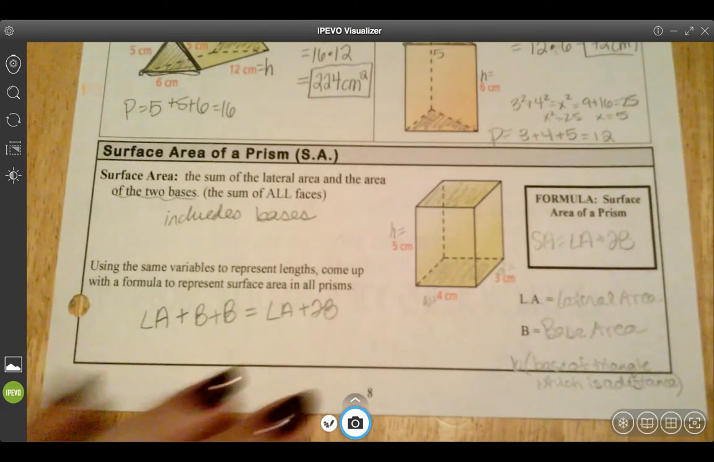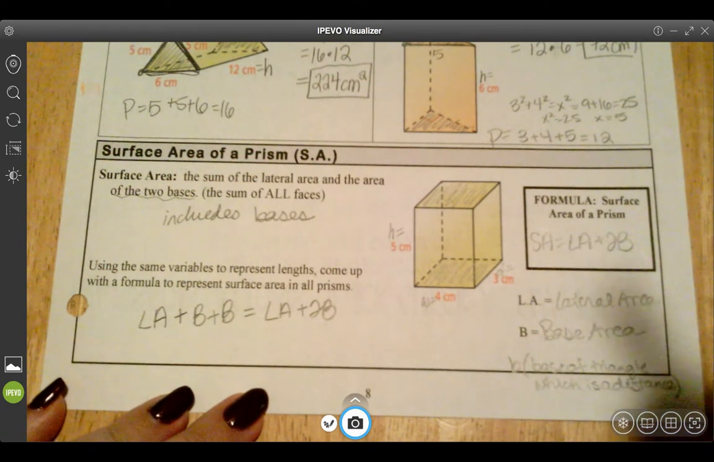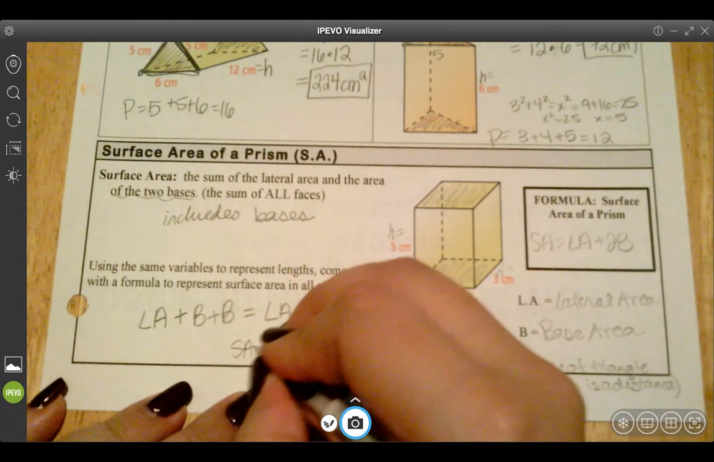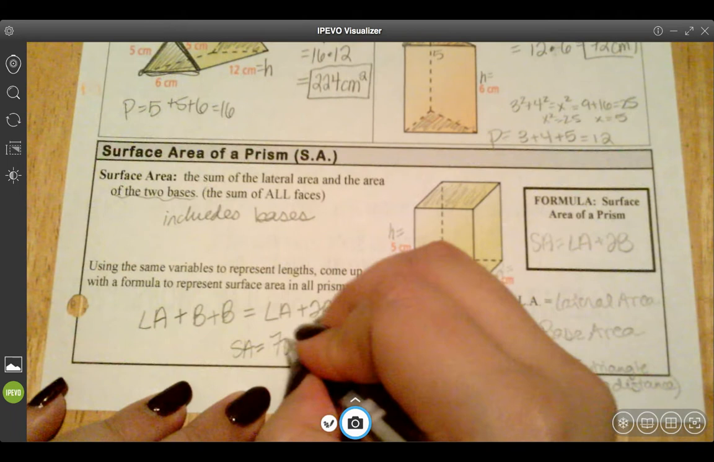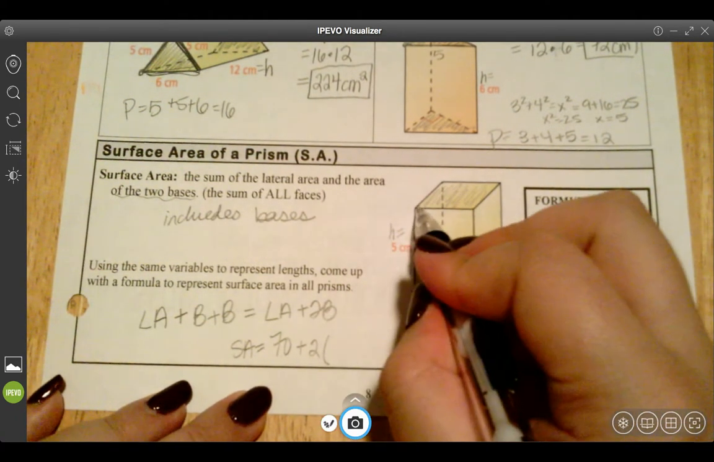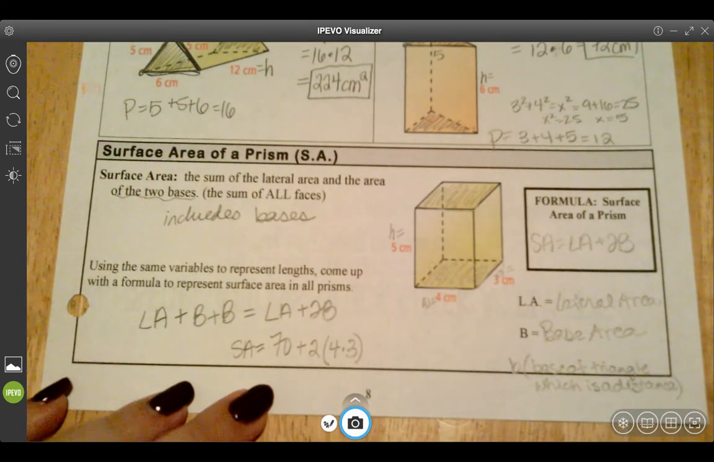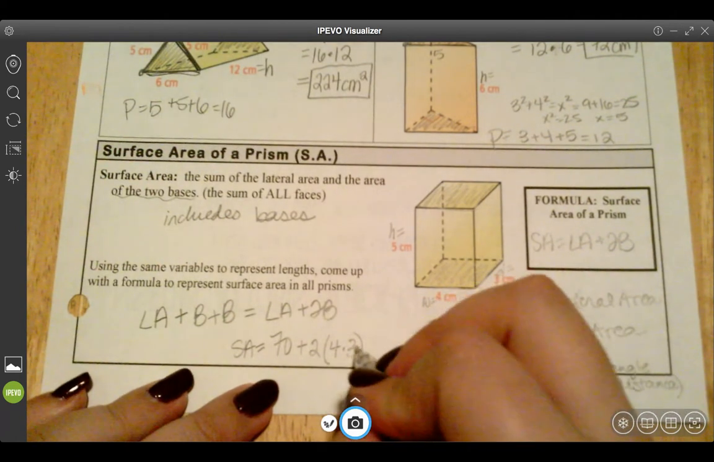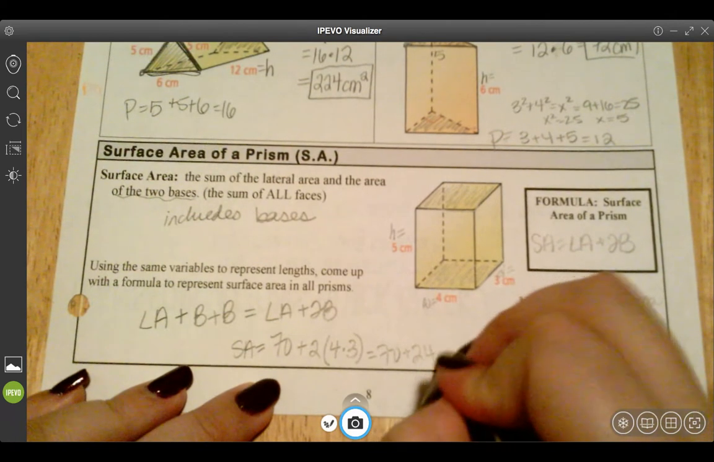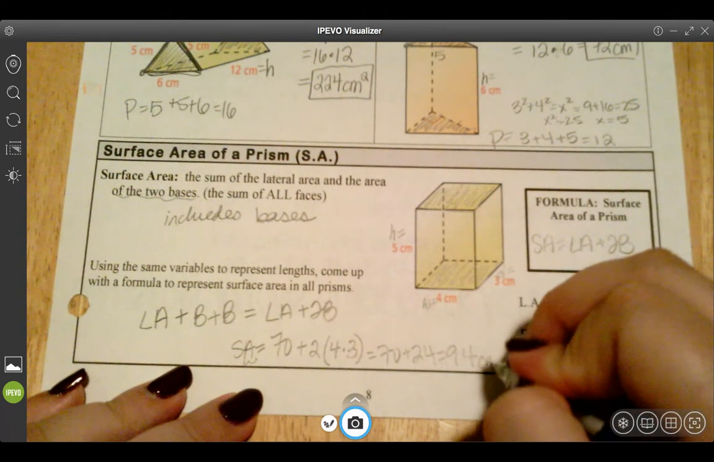Okay. So if I wanted to find the surface area of this rectangular prism here, we have the lateral area from above. So surface area would be the lateral area from above, which was 70, plus 2 times the bases. Now each base, this is 4 by 3, this will also be 4 by 3. Area for a rectangle, just multiply the 2 dimensions. 4 times 3 is 12, times 2 is 24, so that's 70 plus 24 equals 94. This is an area, so it's centimeters squared.